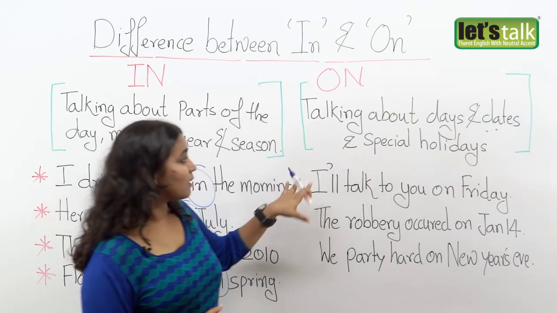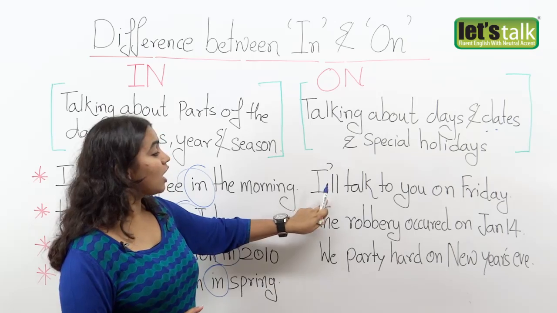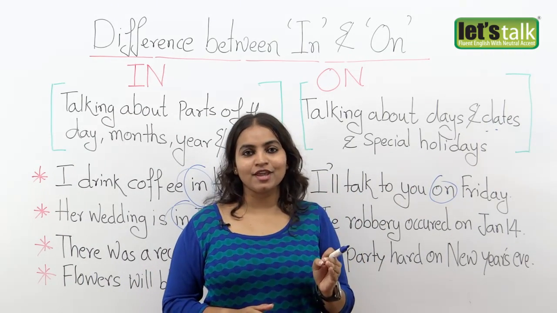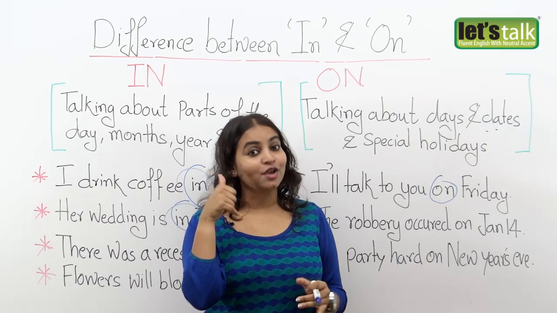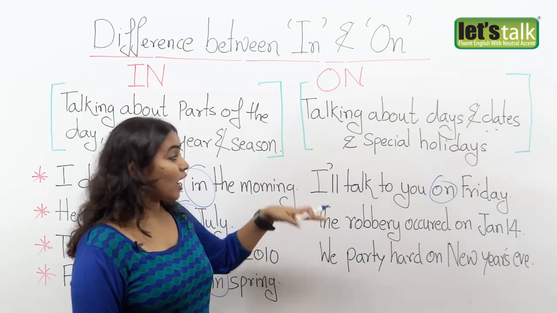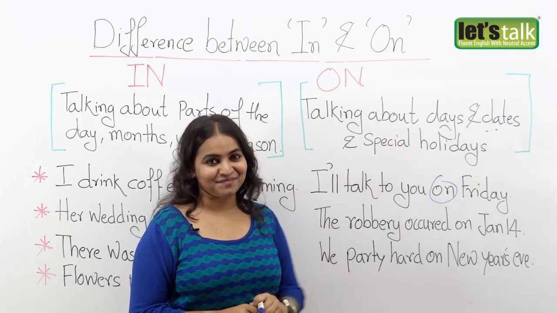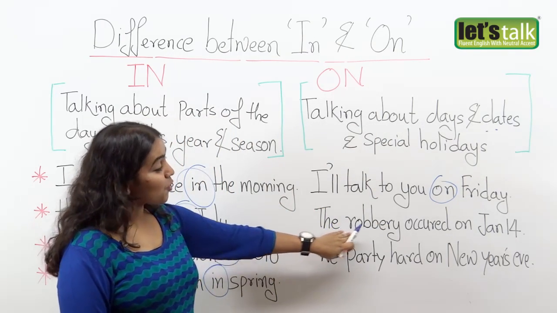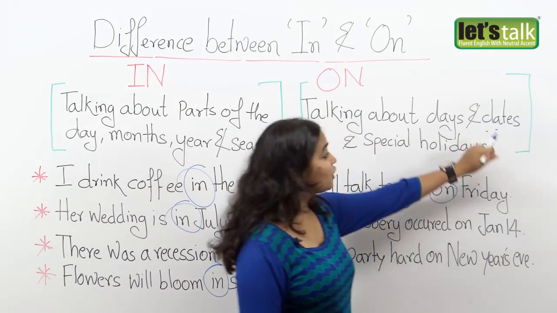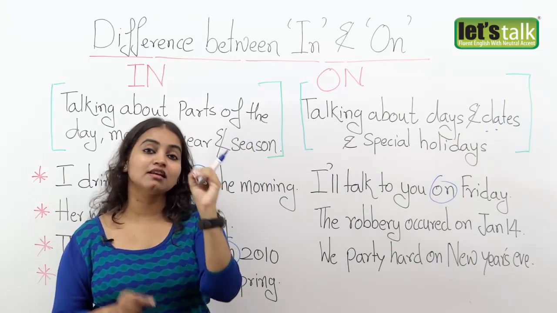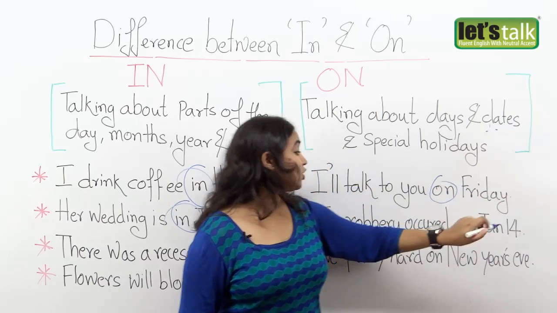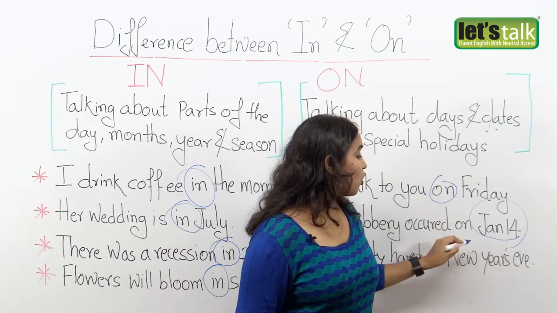So if I'm talking about days, I can say, I'll talk to you on Friday. You will never say, I will call you in Sunday. I will call you on a Sunday. Or I go to work on Monday, okay? The robbery occurred on January 14th. When you are specifying a particular date, not a day, but a date, you will always use on.